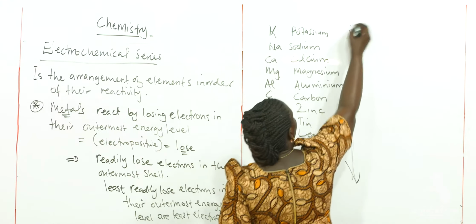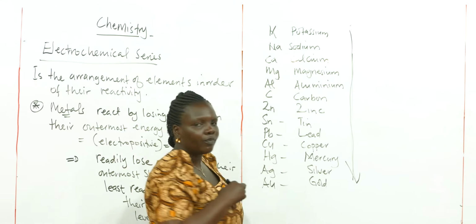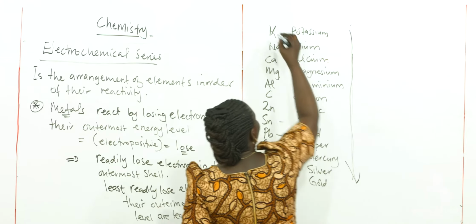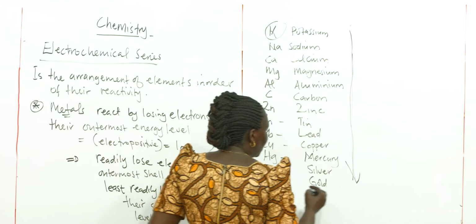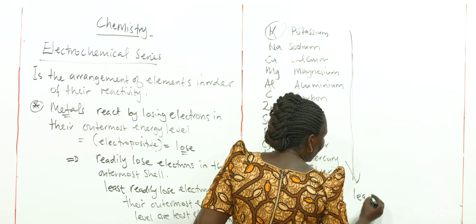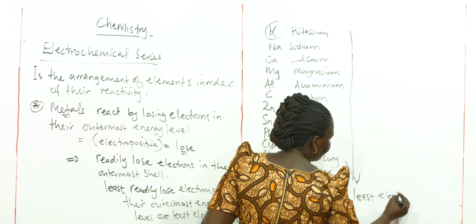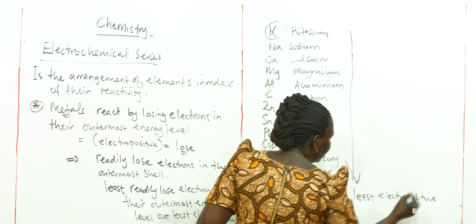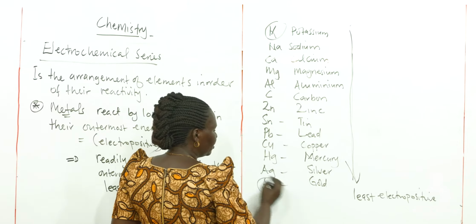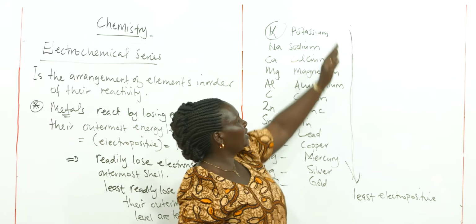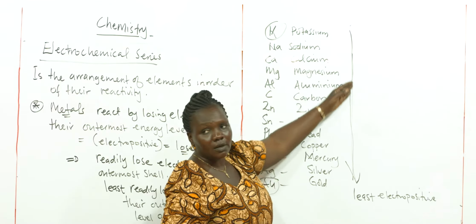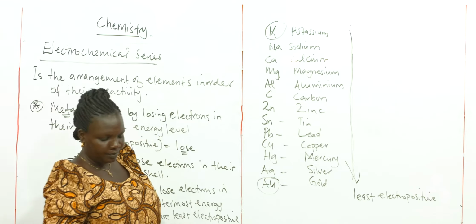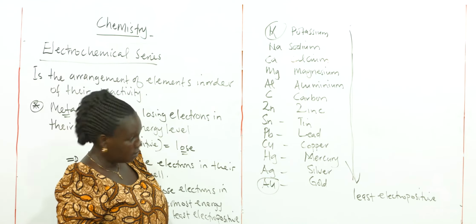This is the most electropositive, and the most reactive metal is potassium. Then down here we have the least electropositive. The least electropositive is the least reactive metal, which is gold. So reactivity decreases as you move from top to bottom in the electrochemical series.